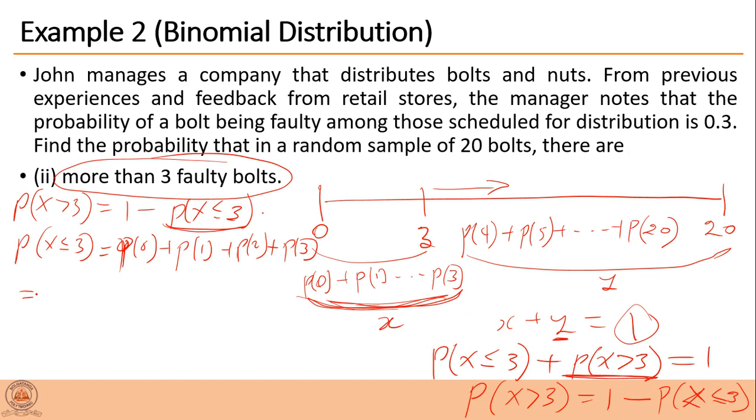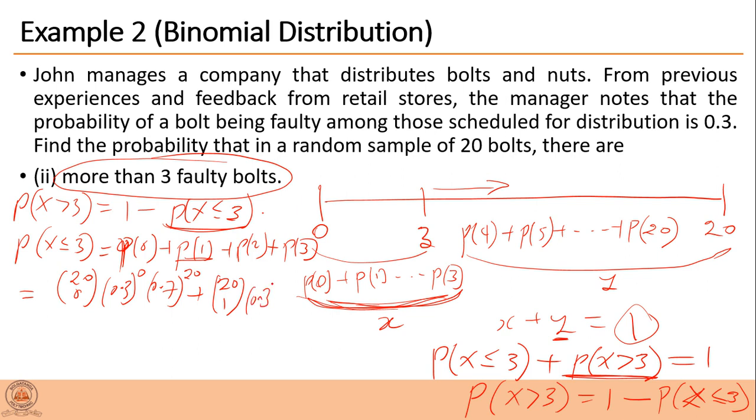So put the values into this. Then we have 20 choose 0, then I'm just putting the values, 0.3 to the power 0, 0.7, that is 1 minus 0.3, to the power 20 minus 0, which is the same thing as 20. Then we have 20 choose 1 as the next one.